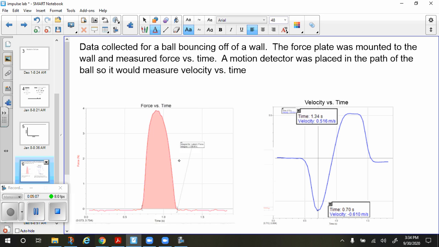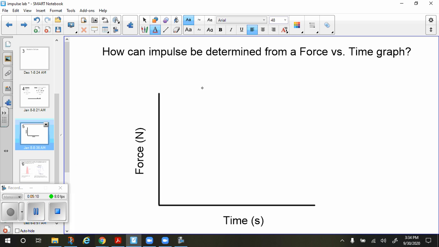Now let's think about how we're going to find impulse from a force versus time graph. From any graph, there are several things we can get information from. We can use the slope, the area under the curve, or the y-intercept. Those are the main things. In this class we're using algebra as our math, so we're just going to be using constant forces. So we have a constant force over time, and we need to think about how we would find impulse.